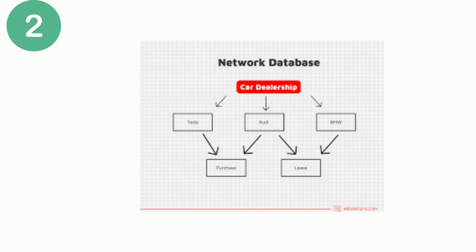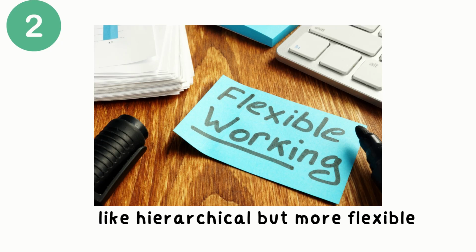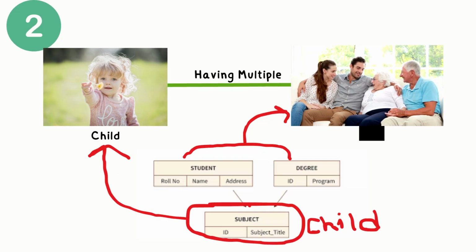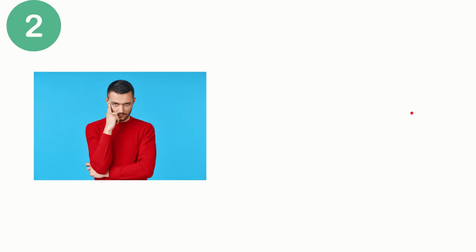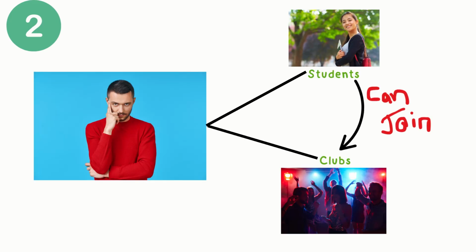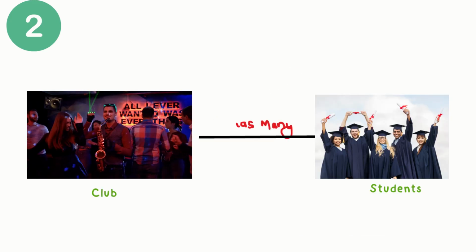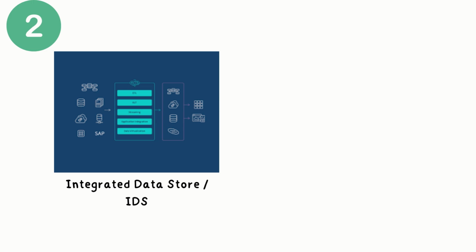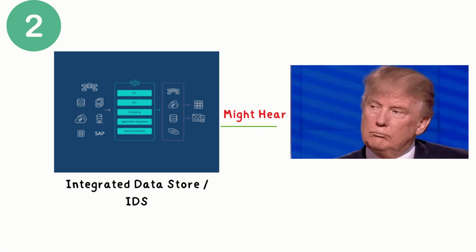Then there's network databases, which are kind of like hierarchical but more flexible. Here, a child can have multiple parents, so it's more like a web. Think of students in clubs. A student can join many clubs, and a club can have many students, so it's not just a straight line. The Integrated Data Store, or IDS, is one you might hear about.